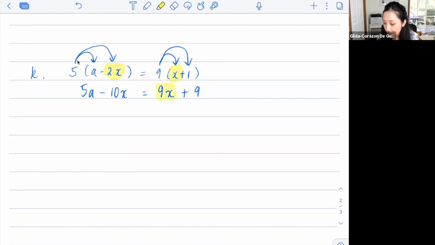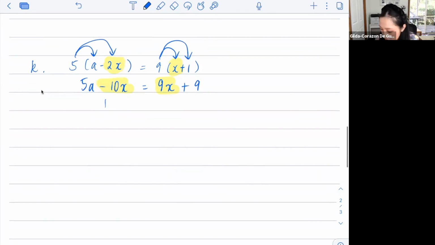Again, you have there the 9x and then the minus 10x here. You want to get rid of the 9x on this side, so you minus 9x on both sides. Or, since this is minus 10x, you can also just get rid of the minus 10x to make it positive. So you can choose that. Let's see if we get a better answer over here. So we add the 10x to make it positive. And then therefore you've got 5a equal to 9x plus 10x is 19x plus 9.